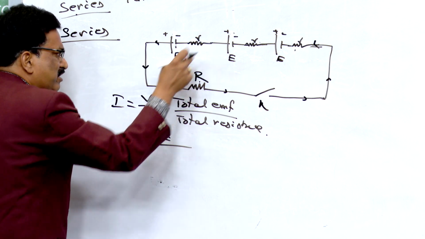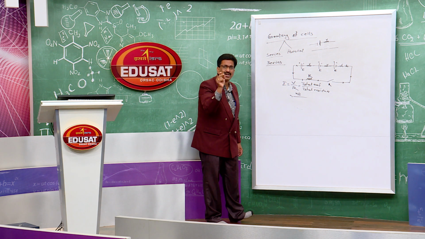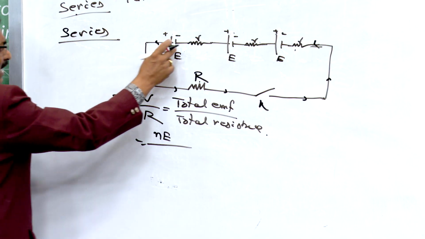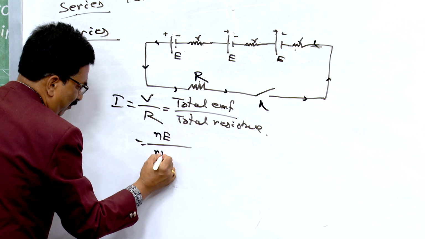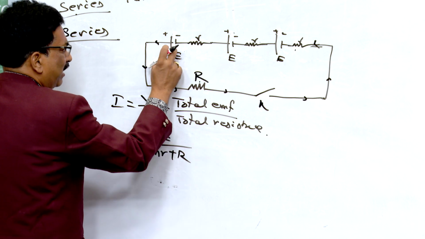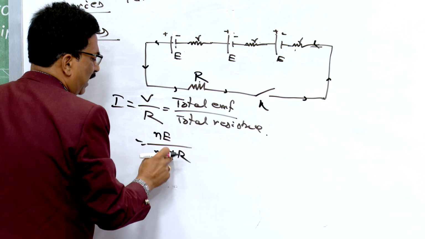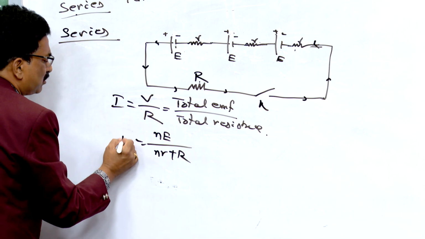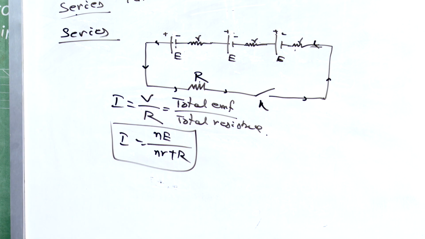When resistors are connected in series, the net resistance is equal to the sum of the individual resistances. If there are n number of resistors, then the total internal resistance is nr and the external one is R. So the total is nr plus R. So I is equal to nE divided by nr plus R.